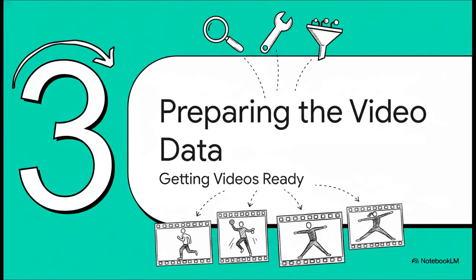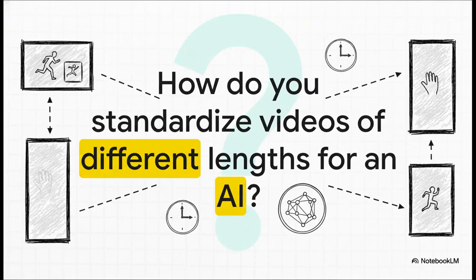Okay, so we've got our brilliant AI model, but we can't just throw raw video files at it and hope for the best. Now we get to a really crucial part of the process, preparing the data. And right away, we hit a big problem. In the real world, some videos might be 3 seconds long, others might be 10, but our AI model is a stickler for the rules. It needs every single video to have the exact same number of frames.